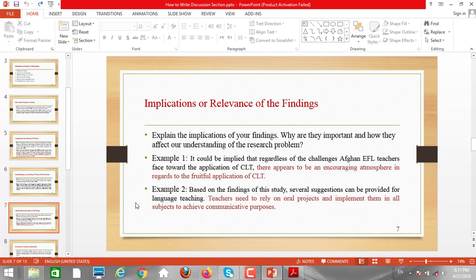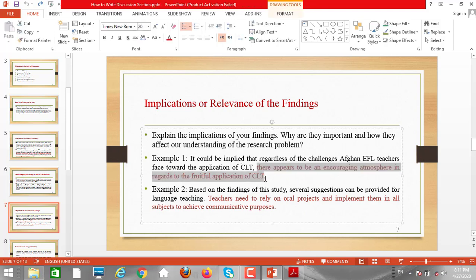The examples are all here. For example, this is my finding, and this can be the implication, with the red color. This can be the implication of my research, or in short, my findings. And also in the second example, as you can see here, the red or highlighted part says that this can imply one of my major findings.